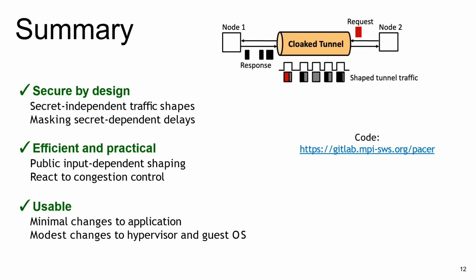To summarize, Pacer is a traffic-shaping-based solution to mitigate network side-channel leaks for infrastructure-as-a-service cloud tenants. It provides a secure-by-design solution in that both its traffic shaping strategy as well as the enforcement of traffic shaping is secure. It is also efficient as it allows exploiting public inputs to reduce the overhead of traffic shaping for an application. It also reacts to congestion control signals, which makes it a practically usable solution.